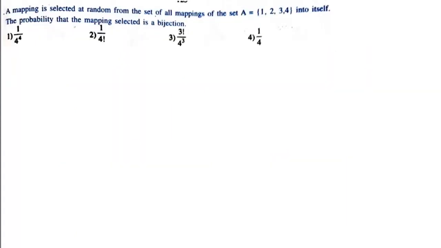Now here the question is, a mapping is selected at random from a set of all mappings of the set A, 1, 2, 3, 4 to itself. The probability that mapping selected is a bijection. Now total number of mappings. For each element we have 4 choices. So there will be 4 into 4 into 4, 4 times. So it will be 4 to the power 4.